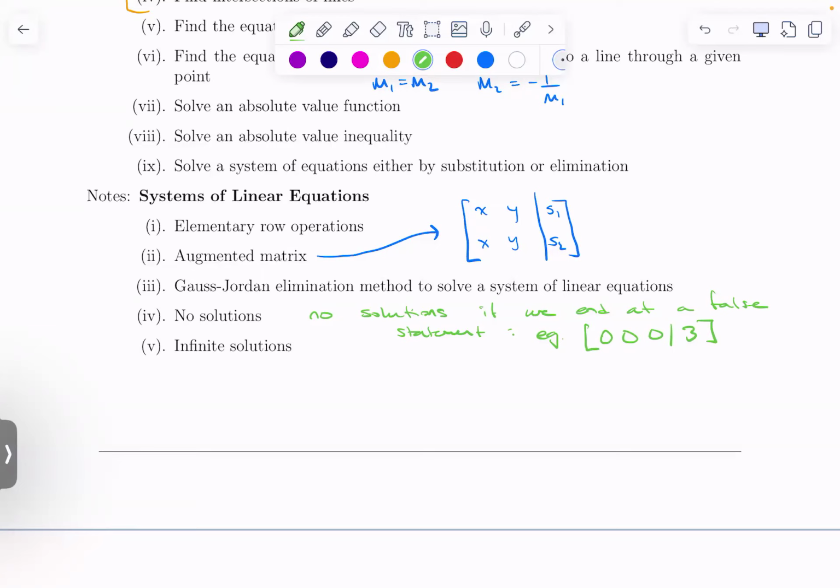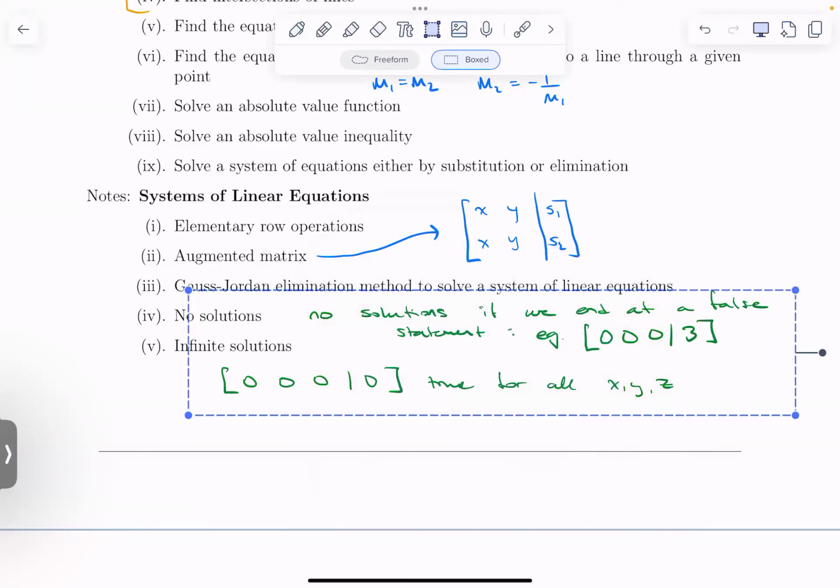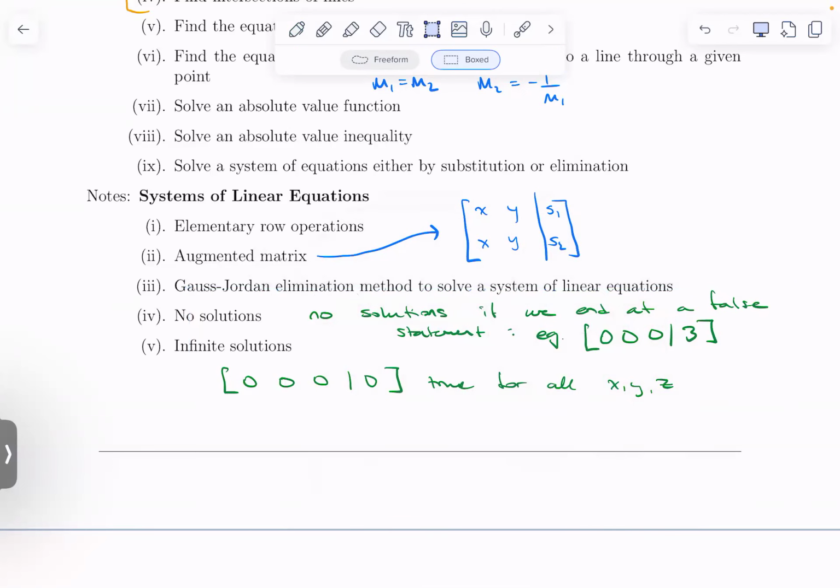Infinite solutions is when the statement is always true. 0, 0, 0 equals 0, for example. That's always true, true for all x, y, z, giving it infinite solutions.